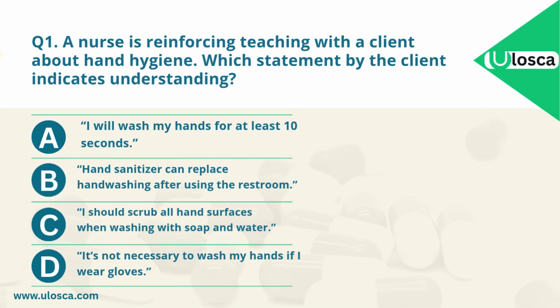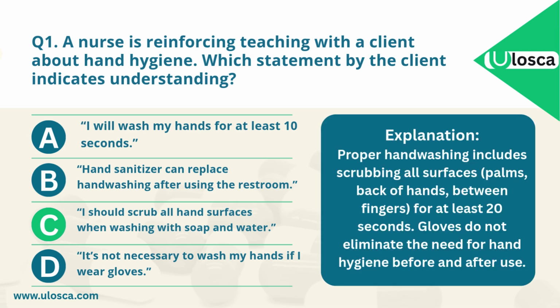The correct answer is C. I should scrub all hand surfaces when washing with soap and water. Explanation. Proper hand washing includes scrubbing all surfaces for at least 20 seconds. Gloves do not eliminate the need for hand hygiene before and after use.